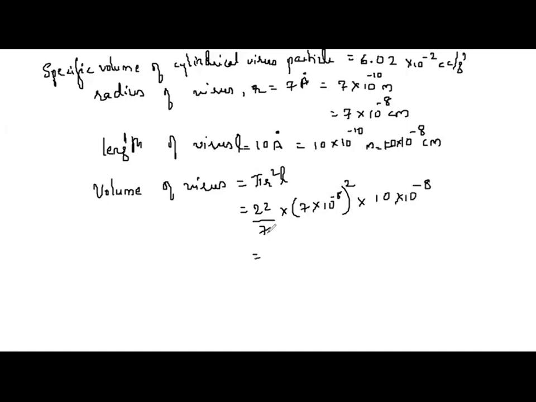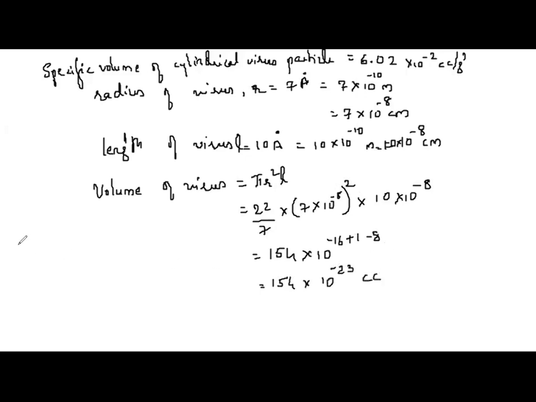Solve it out. 7 gets cancelled. So 7 into 7, 7 sevens are 49. So 22 into 7, you will get the answer 154 into 10 raised to, 8 twos are 16, minus 16 plus 1 minus 8. How much do you get? 154 into 10 raised to minus 23 cc.